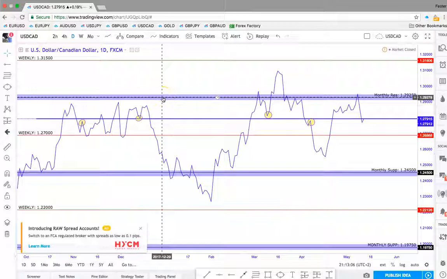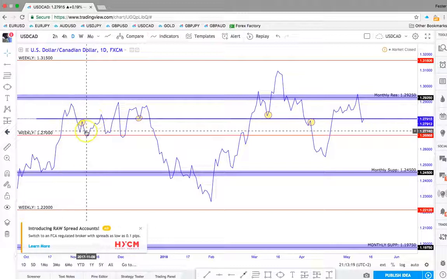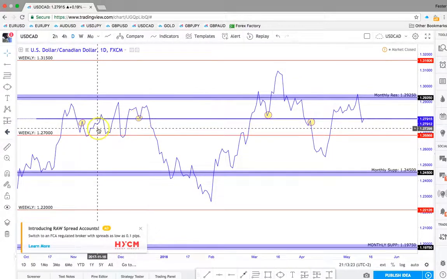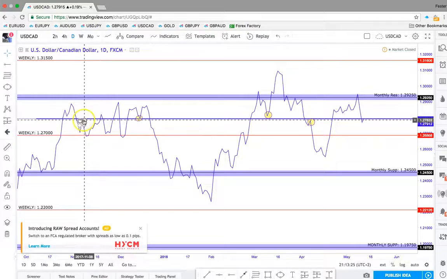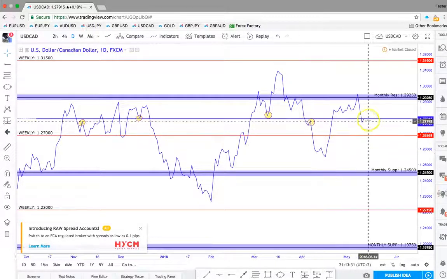Now, a daily and a 4-hour. You don't even need to step down to the 4-hour if you find a good support or resistance level like this on the daily. So what you're looking for is an area that was tested as resistance and support. Here you can see this area was tested as resistance, and then again as support, and then over here as support, and then over here again as resistance. And currently it looks like it's testing as resistance again.